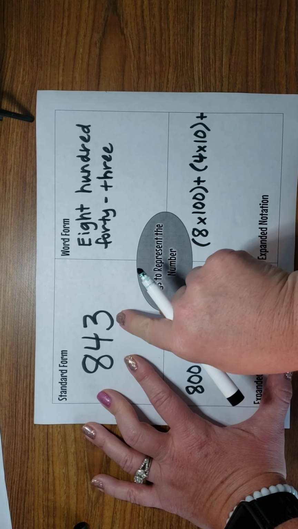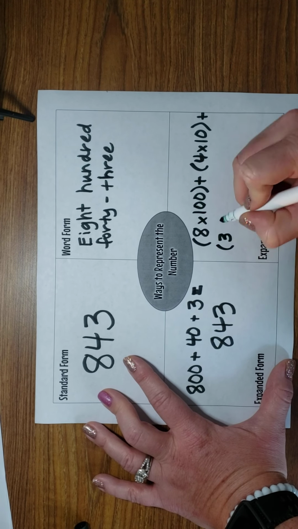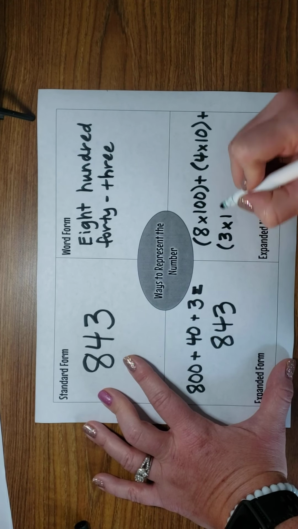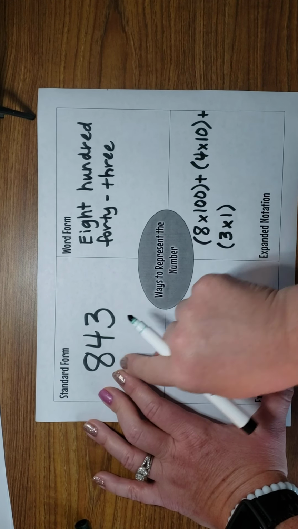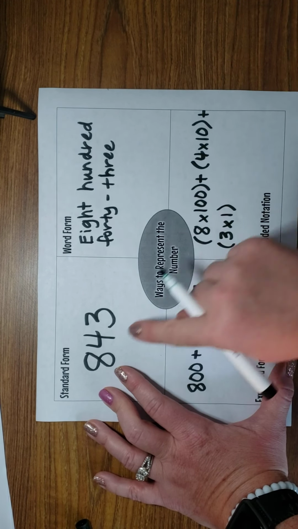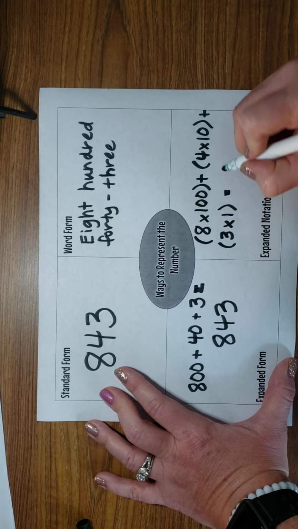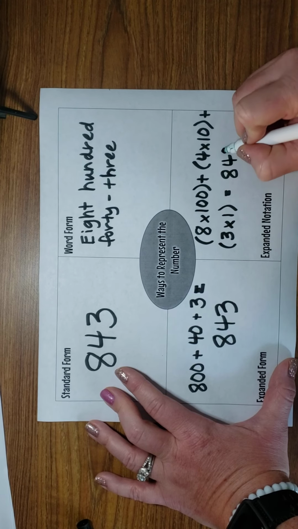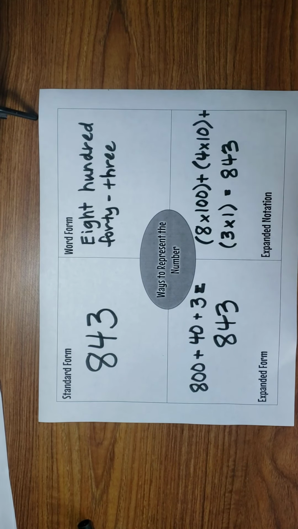to the next row, we have a 3 in the ones place, so we'll get a new set of parentheses, 3 times 1. Okay, so here's the first digit, 800, plus the second digit, 40, plus the third digit, 3, which gives us a total of 843.